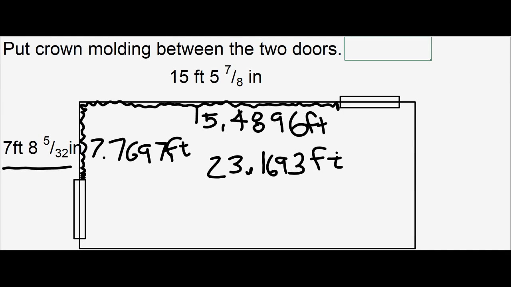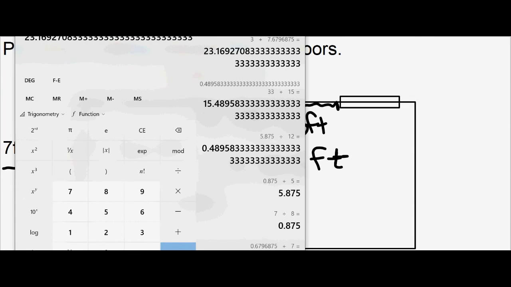But I want to go back to feet and inches. So I know if I have 23.1693 feet, I at least have 23 feet. So I've taken care of the 23. I'm going to take that out. I'm going to say minus 23.